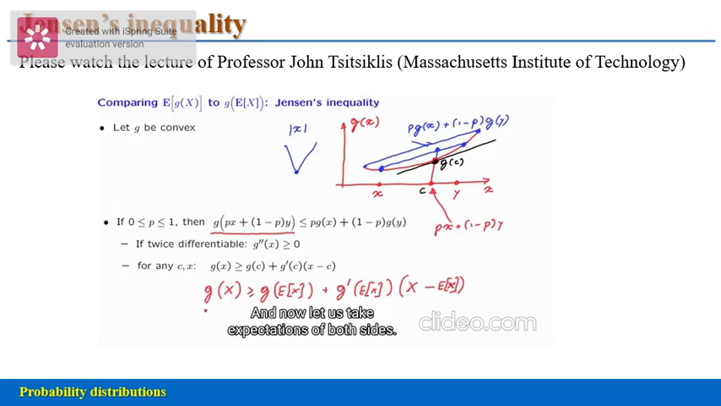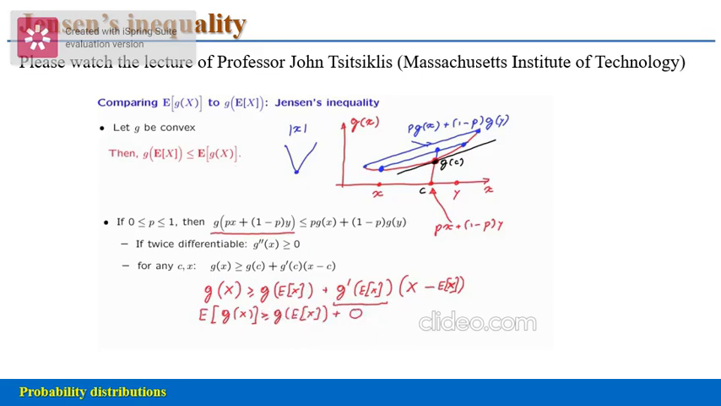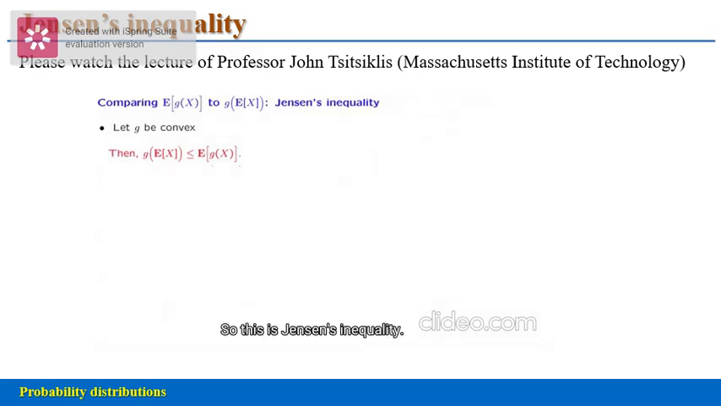And now let us take expectations of both sides. What we obtain is that the expected value of g of x is larger than, now this is a number, so the expected value of that number is the number itself, plus the expected value of this term. This quantity is a number. The expected value of x minus the expected value of x is equal to 0. And we have established this particular fact, which is true for any convex function. So this is Jensen's inequality.